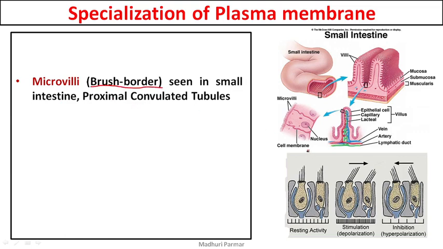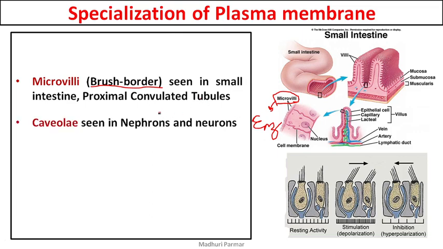One more thing I had to tell you: in this brush border system in the small intestine, these microvilli also have some enzymes. These enzymes help in the breakdown of disaccharides into monosaccharides, dipeptides into monopeptides, dinucleotides into mononucleotides, and so on. So the final breaking down into small molecules is done by the brush border enzymes, and the brush border is made up of specialized plasma membrane called microvilli.